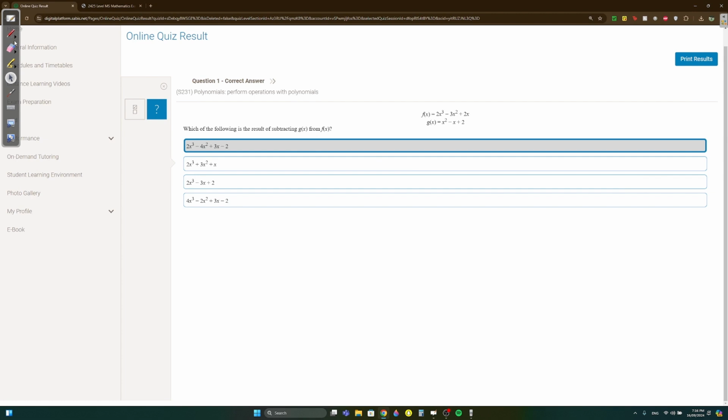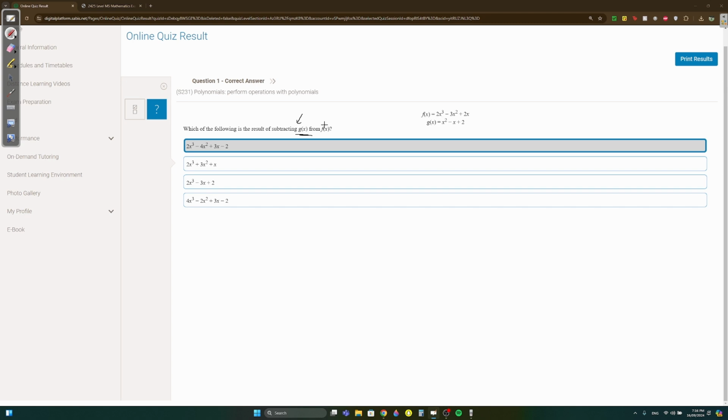Anyway, this is Math CA. Question 1. Which of the following is the result of subtracting g of x from f of x? The first 5 questions are SAT questions. They're basically old material questions, but to warm you guys up for the SAT. And SAT math is the easiest math I've seen in my life. This is grade 7 math, grade 8 math.